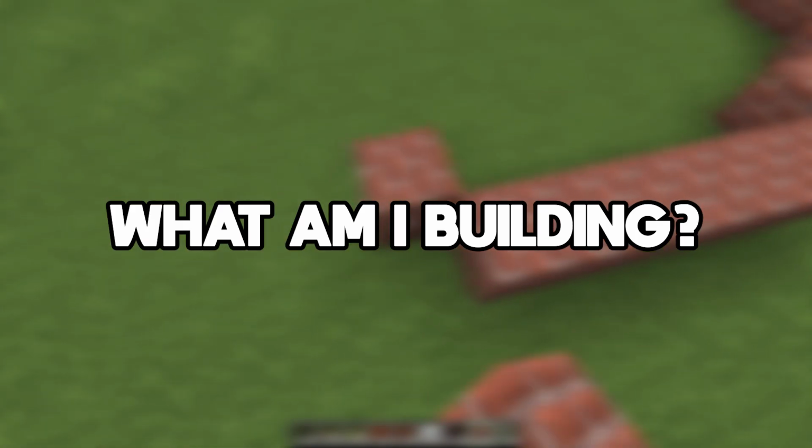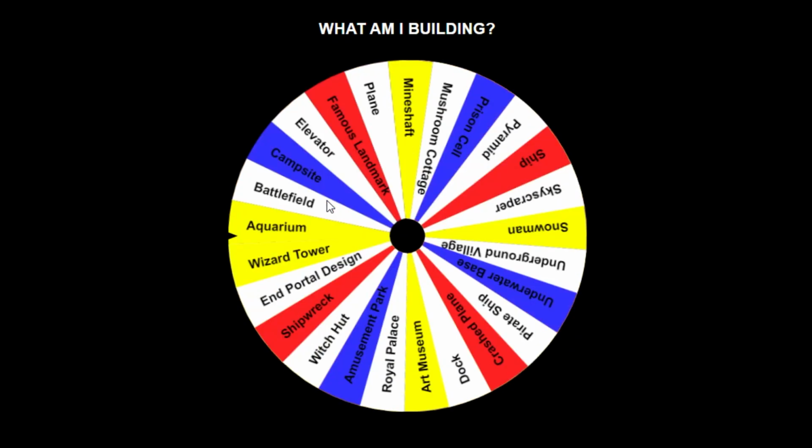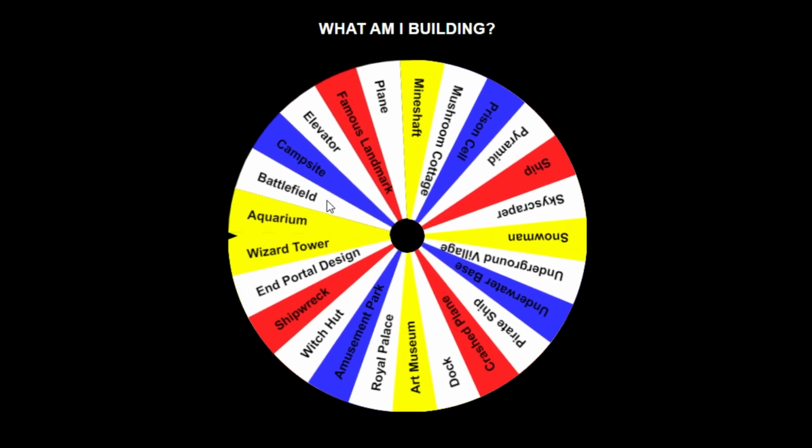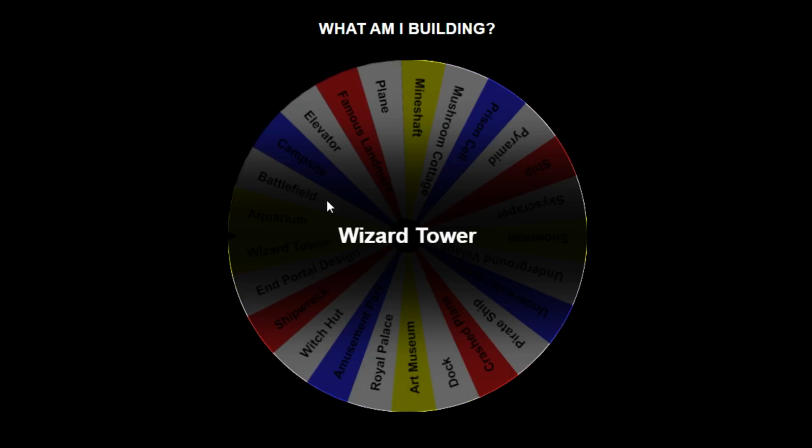Now that I have all of the blocks, I need to find out what I'll actually be building. To do this, I'm going to be spinning this wheel of 25 different building options that have been suggested for me to build. Looks like the build for this video is going to be a wizard tower. I'm actually pretty excited for this, so let's get started.